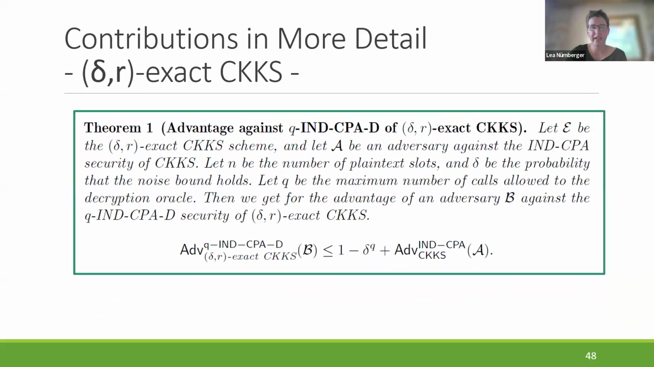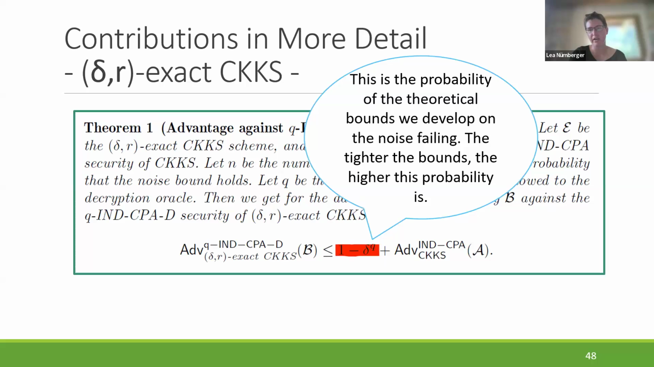And so all of this then essentially leads to this theorem where we show how we can bound the advantage against q-IND-CPA-D security for our delta R exact CKKS scheme. And we can see we have here 1 minus delta to the q. So this is the probability of the noise bounds failing after q calls to the decryption oracle, plus the advantage against the IND-CPA game. So if CKKS already is IND-CPA secure, and we can make 1 minus delta to the q negligibly small, then indeed we achieve provable q-IND-CPA-D security.